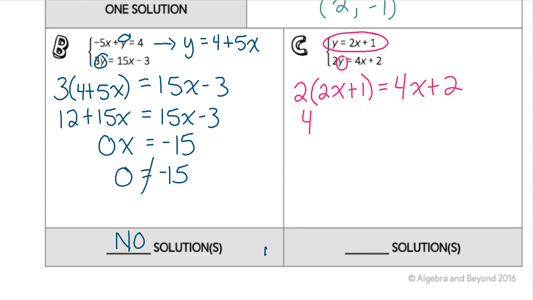Again, I'm going to distribute to get 4x plus 2 equals 4x plus 2. And what I notice here is that both sides of the equation look the same. If I kept going, if I combined like terms, I would get that 0 equals 0. That is a true statement. When 0 equals 0, that means that any xy pair can be a solution. So we say it has infinite solutions.